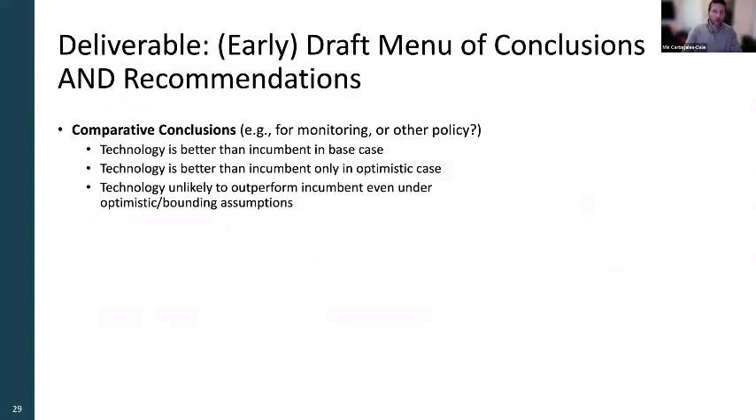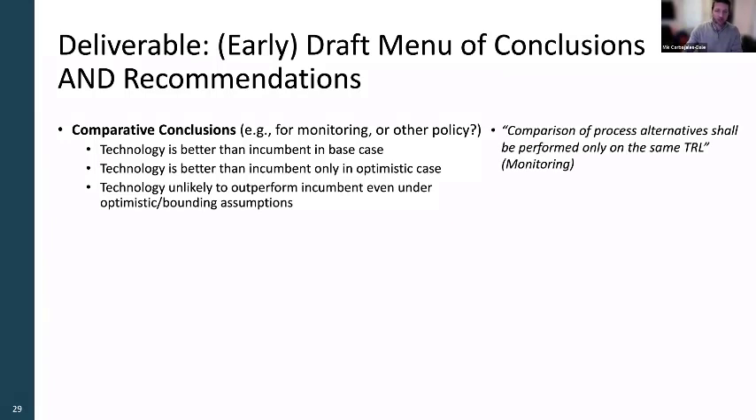So for comparative conclusions, if we're doing monitoring or other policy, then we might want to just say the technology is better than the incumbent in the base case, is better than the incumbent only in an optimistic case, or likely to outperform the incumbent even under these kind of optimistic or outlier assumptions. Yeah, and a key point here, we're going to compare new technologies only on the same TRL if we're doing the monitoring there.